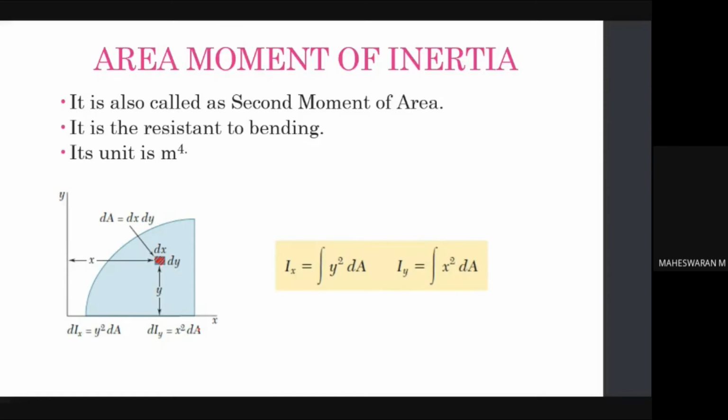So if I want to identify moment of inertia with respect to x-axis, it is integral y square dA. It is nothing but second moment of area. So y into dA into y, which is y square dA. Any doubt on this?